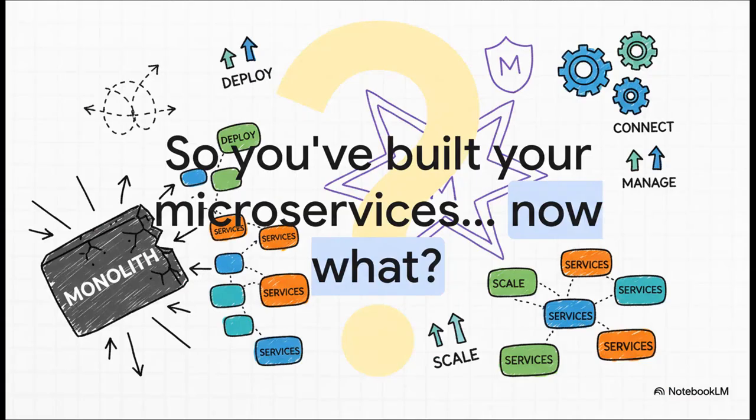Okay, so you did it. You broke up that big, clunky monolith into all these neat little independent services. Awesome, right? But now what? You've just traded one big problem for like 100 tiny ones. How in the world are you supposed to deploy, scale, and connect all these different pieces, especially when they're all moving at the same time?